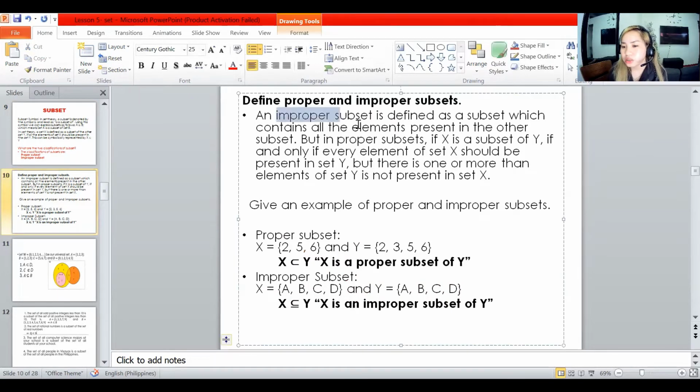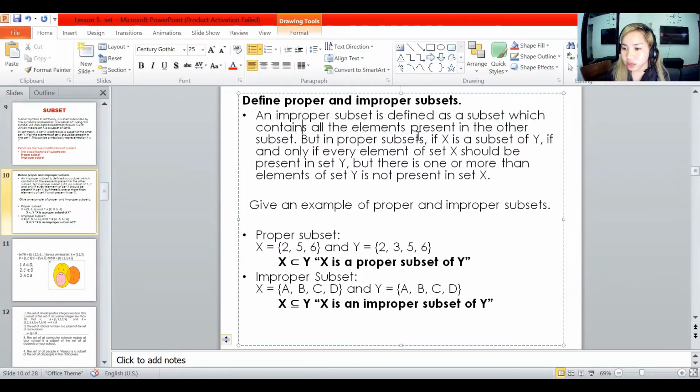For the improper subset, it is defined as a subset which contains all the elements present in the other subset. So, sa improper subset, kapag po si X is 1, 2, 3 yung elements niya, tapos si Y 1, 2, 3, so improper subset siya. Ibig sabihin, lahat ng elements ni X is present sa elements ni Y and equal po sila ng elements.